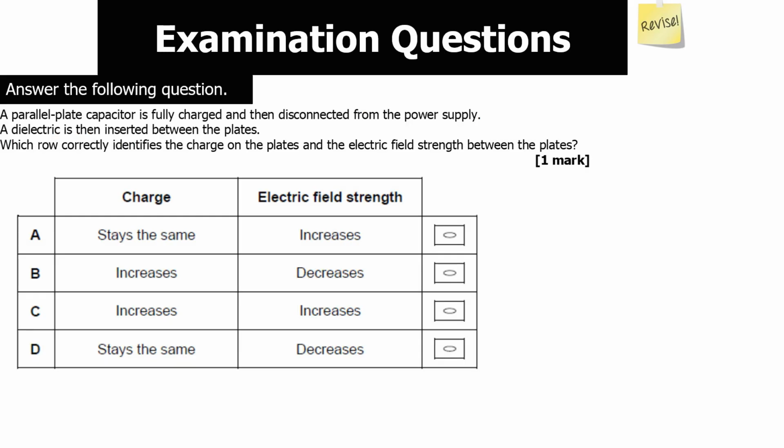The next question says, a parallel plate capacitor is fully charged and then disconnected from the power supply. A dielectric is then inserted between the plates. Which row correctly identifies the charge on the plates and the electrical field strength between the plates?